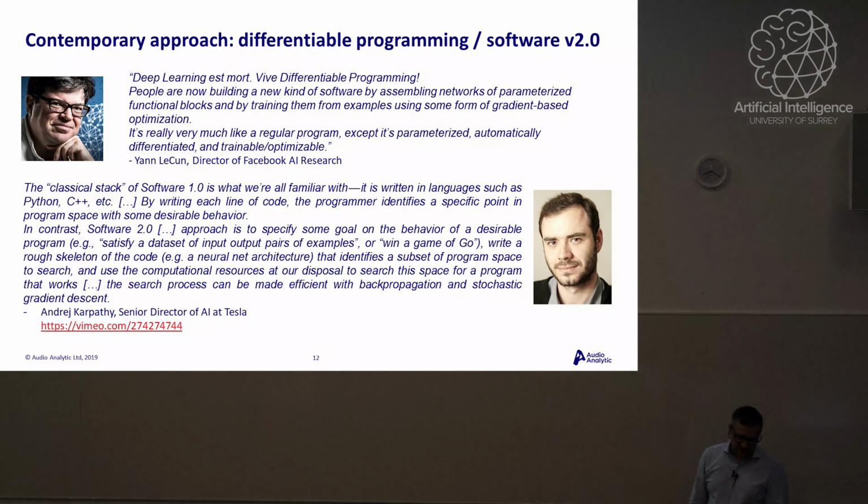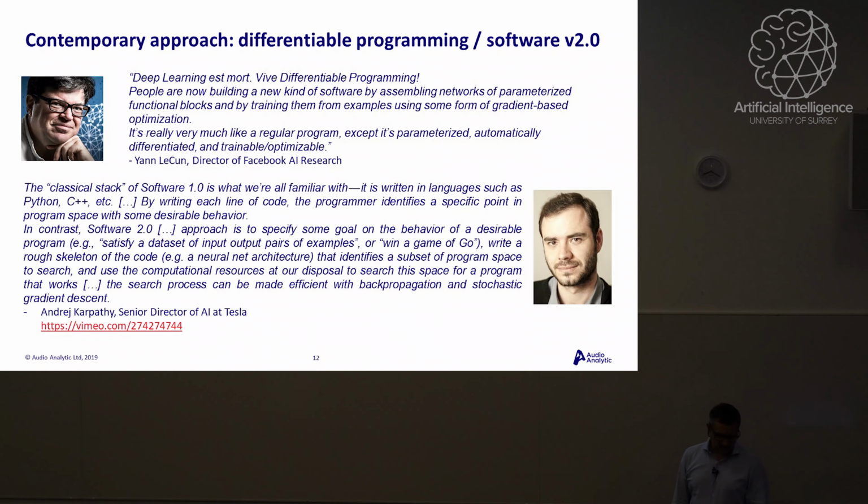Andrej Karpathy, senior director of AI at Tesla, is saying pretty much the same thing, but with a different brand name. He says the classical stack of software 1.0 is what we're all familiar with. It is written in languages such as Python, C++, and so on. By writing each line of code, the programmer identifies a specific point in program space with some desirable behavior. In contrast, the software 2.0 approach is to specify some goal on the behavior of a desired program, for example, satisfy a dataset of input-output pairs of examples, making a function that associates input to output, or win a game of Go. And write a rough skeleton of the code, for example a neural net architecture, but it doesn't have to be that, that identifies a subset of program space to search, and use the computational resources at our disposal to search this space for a program that works. And the search process can be made efficient with backpropagation and stochastic gradient descent.